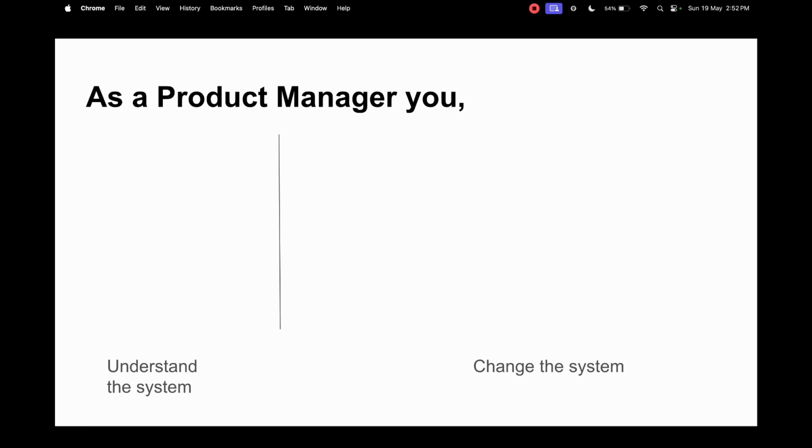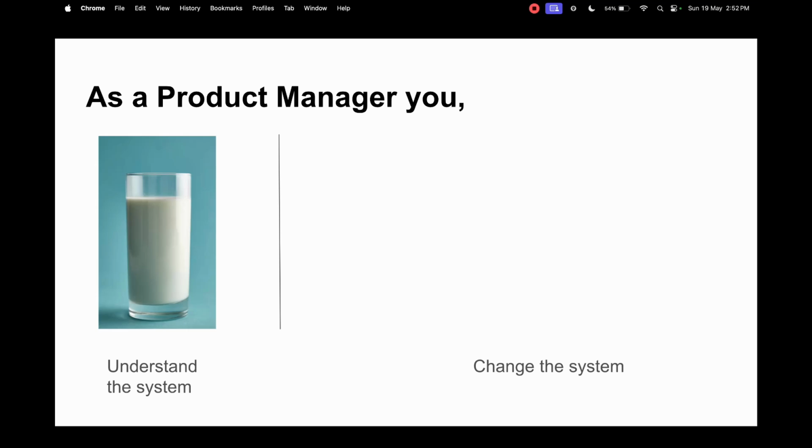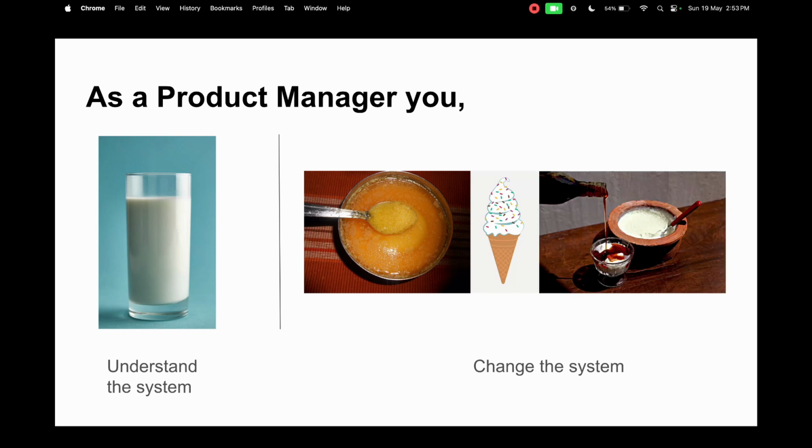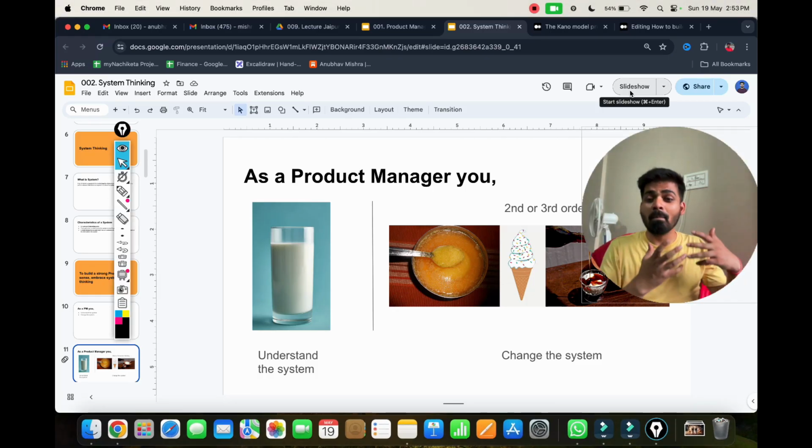Very simple. Okay, what is this? We all know that this is milk. Everyone knows milk. So you need to understand milk, what are its chemical compositions and everything about the milk. Okay, and once you understand that, then you change it. How do you change it? You change the milk to ghee. A very simple example. You can change the milk to ice cream. Everybody loves ice cream, right? You change the milk to curd. And not just these examples, you can change this milk to many other things.